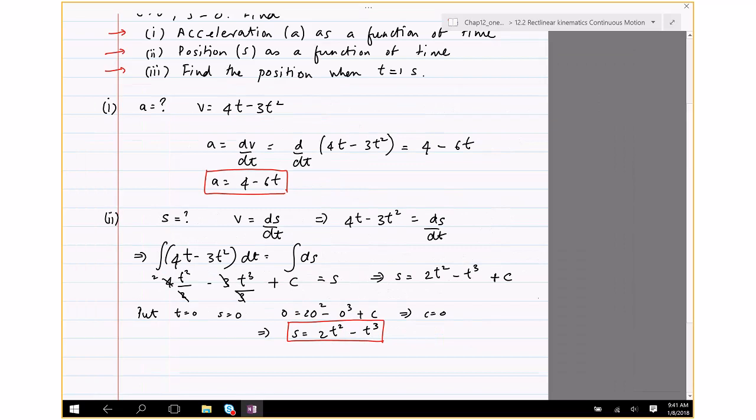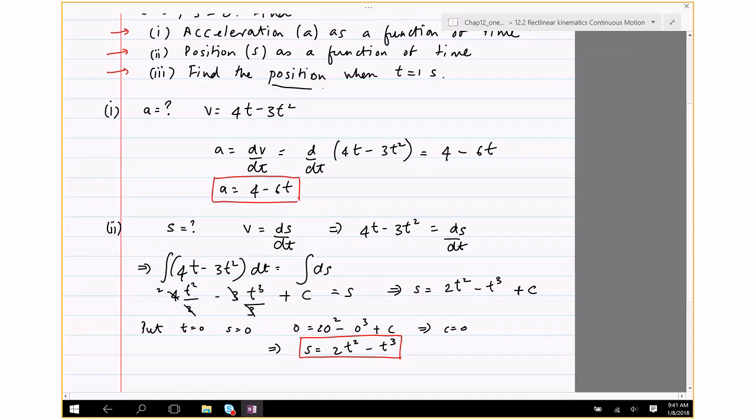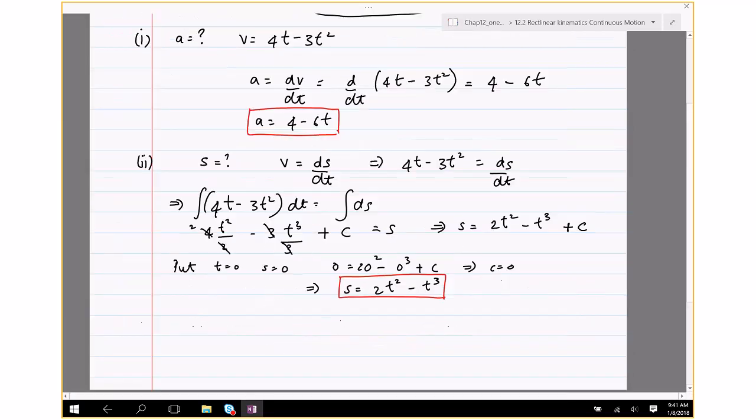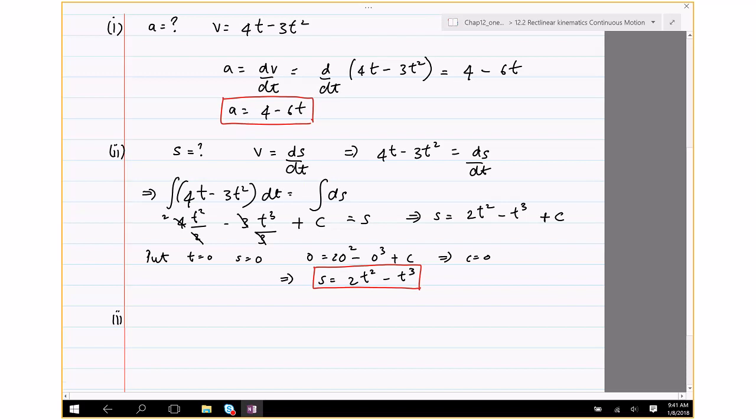Okay, and the final question is find the position when t equals 1 second. So s is what when time t equals 1 second? It's as simple as putting t equals 1 in the final expression. So s equals 2 times 1 squared minus 1 cubed. That's 1.